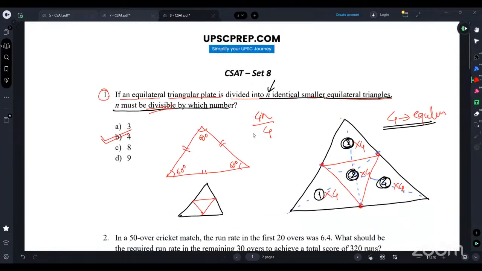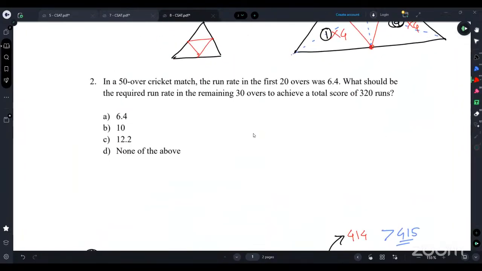Question number 2. Wait, question number 2 is easy. See, question number 2 says, in a 50 over cricket match, the run rate in the first 20 overs was 6.4. So total number of overs we are having is 50, right? And for the first 20 overs, the run rate is 6.4. So in 20 overs, how many runs have been made, guys? That will be the average into the total number of overs, right? So that will be 128. 128 runs have already been made.